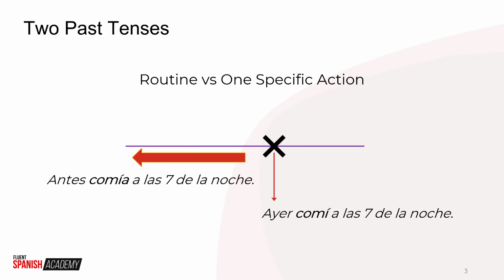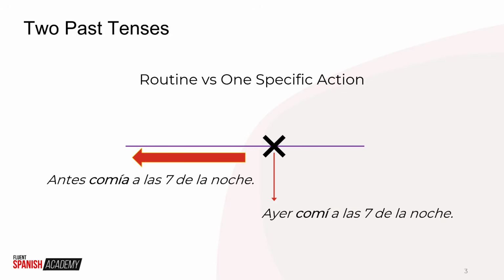In contrast, if you say specifically, I ate at 7 o'clock yesterday, it's different because it only happened once. And so there you would say, ayer comí a las 7 de la noche. So you can see how it wouldn't make very much sense to say antes, meaning in a period of time in the past, comí a las 7 de la noche. Doesn't make sense. In that case, you would need to use the imperfect. Otherwise, you're just indicating one specific time that you ate. Okay, so that's not too difficult, right?